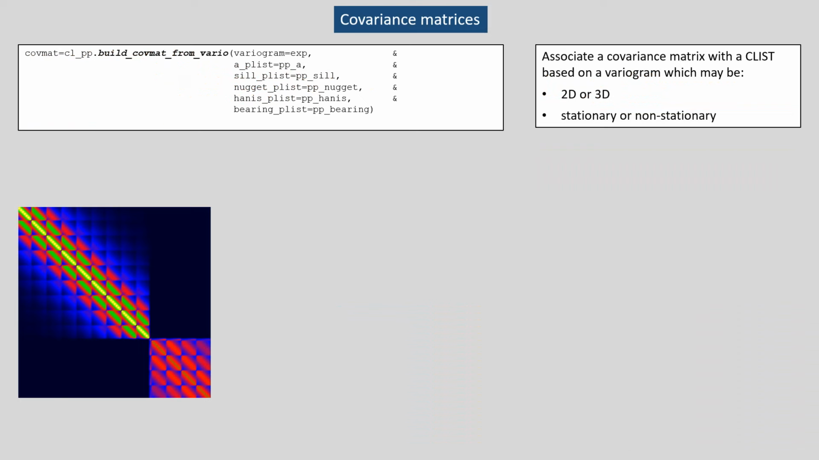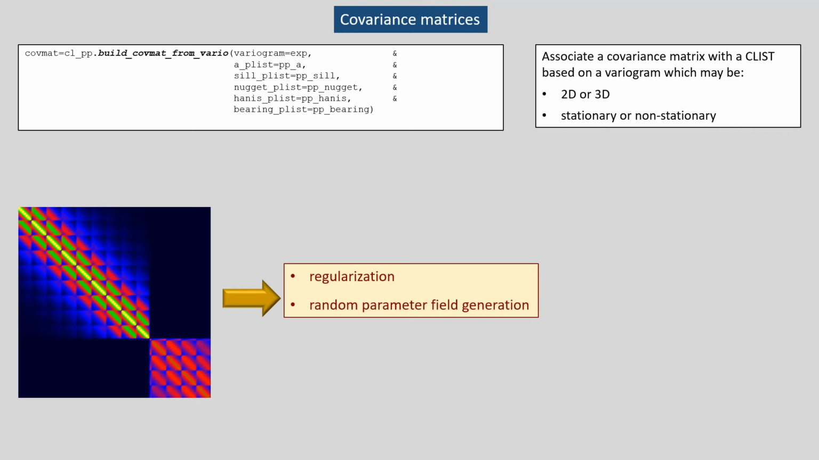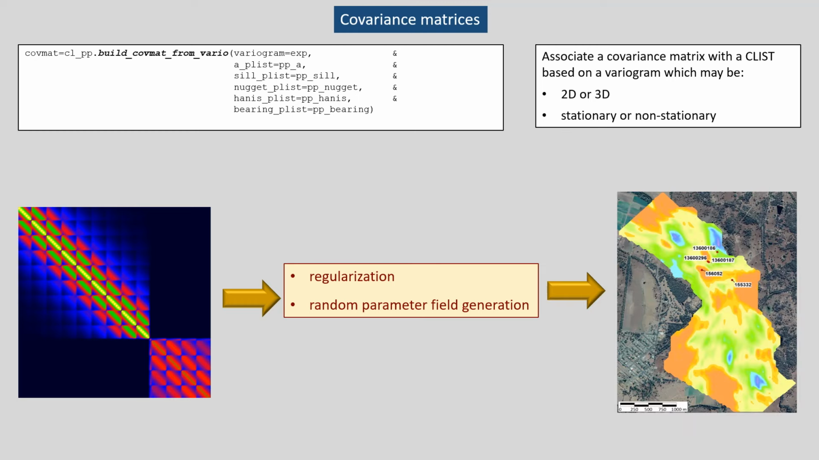PLPROC can be used to define covariance matrices. These are often assigned to pilot points. Covariance matrices can be based on 2- or 3-dimensional variograms, and the properties of these variograms can vary in space. The covariance matrix that is thereby defined can be used for regularization or for random field generation.